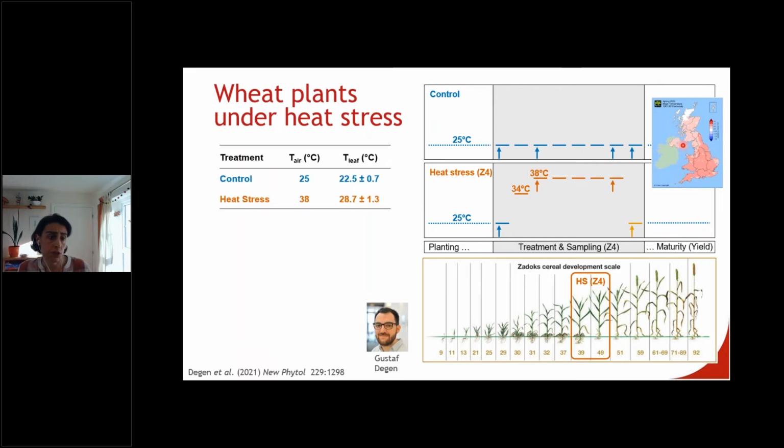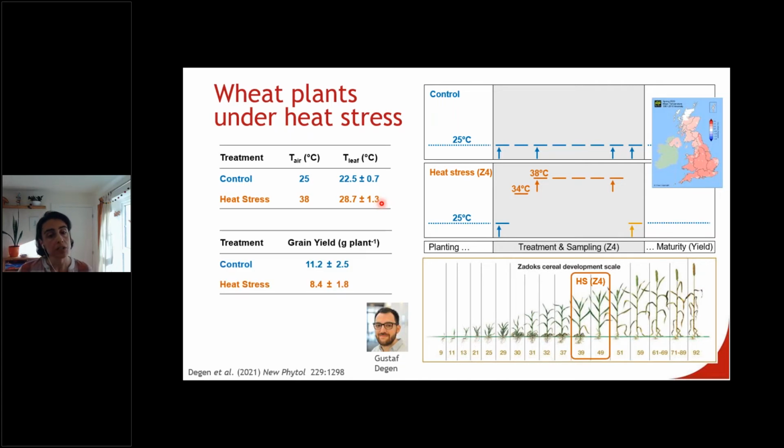The first thing to test was that the leaf temperature was indeed higher in the plants that were exposed to the high temperature. And this is because plants tend to cool their leaves when they are well watered, as was the case. And the temperature in the leaf was considerably lower than the air temperature, but it was higher than under control conditions. So the plants were effectively experiencing a higher temperature at the leaf level.